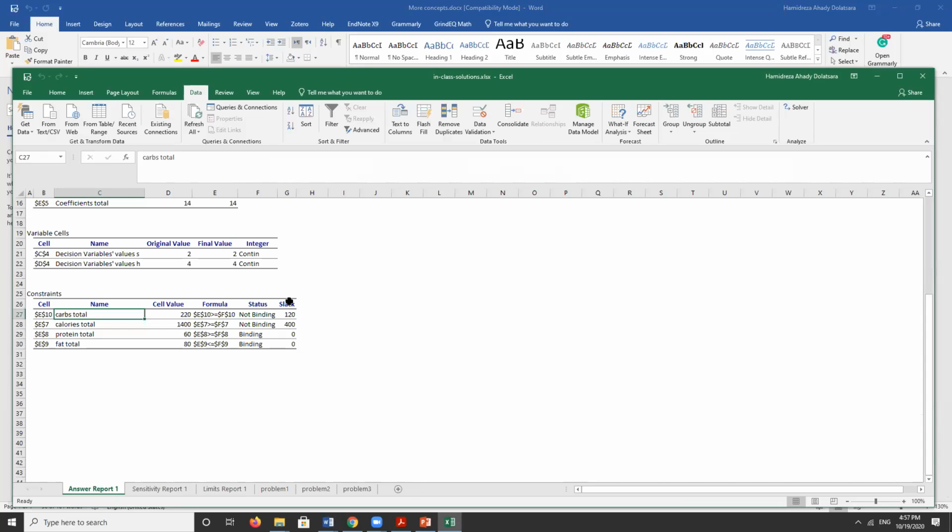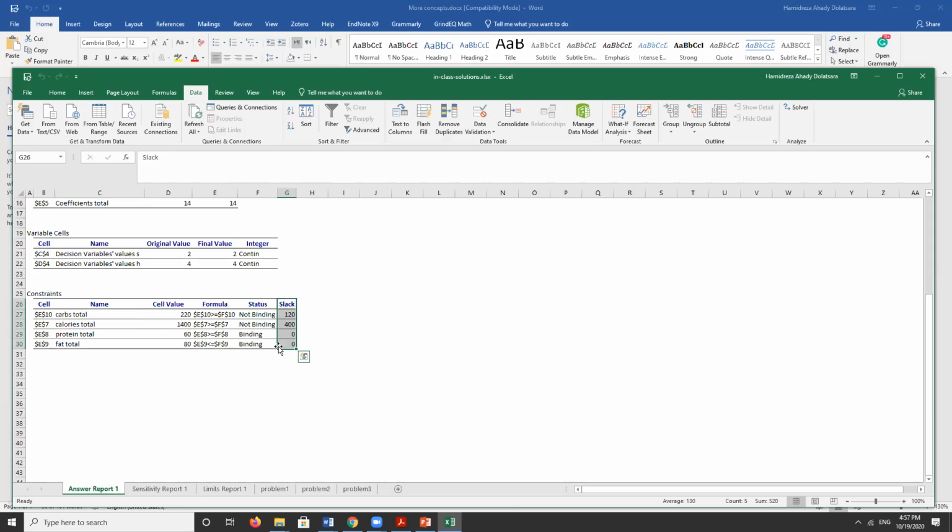So as you see, we don't have any column for the slack or surplus. Both of them are called the slack. So it's the way that Excel works. But some softwares differentiate between them. In some softwares, slack and surplus are different.